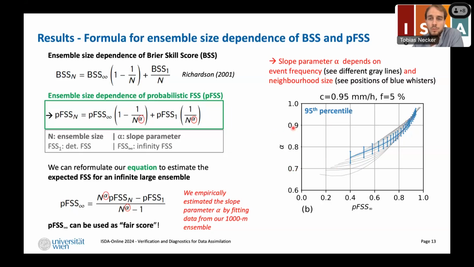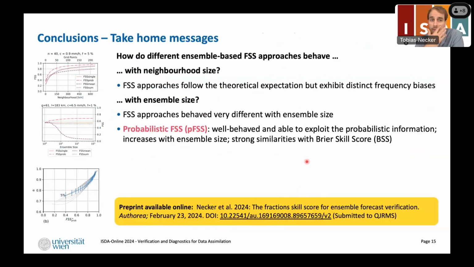And to draw the line to the beginning of my talk, this is where you can see that the alpha values resemble the shape of a blue whale. In my opinion, I think it's a nice analogy to recall the ensemble size dependence. And with that, I want to conclude.